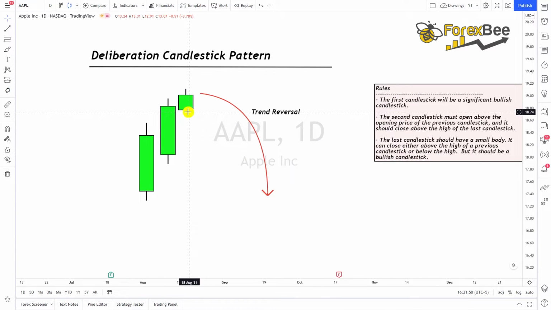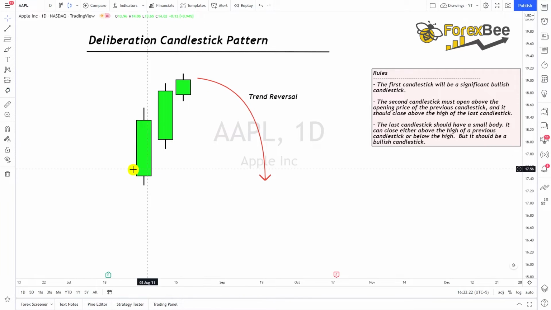Here we can see that the third candle is opening at almost the same level of the second candle, and it is closing above the high of the second candle, but it can also close below the high. The only thing that we need to consider about the third candle is that it should be a bullish candle with a small body. So these are the rules that you need to follow in order to detect the deliberation candlestick pattern successfully. And as I said earlier, this candlestick pattern is formed mostly in stocks, and it is formed mostly at the end of a bullish trend, because after the formation of deliberation candlestick pattern, the bearish trend starts and trend gets reversed.